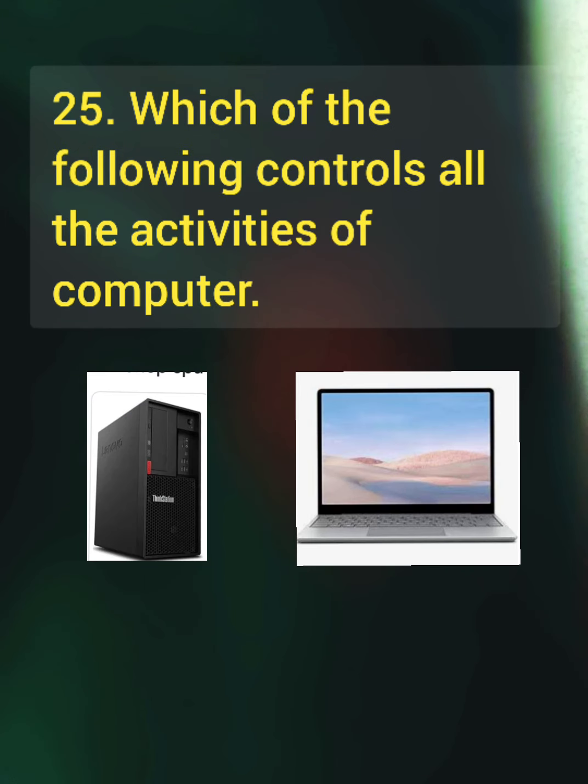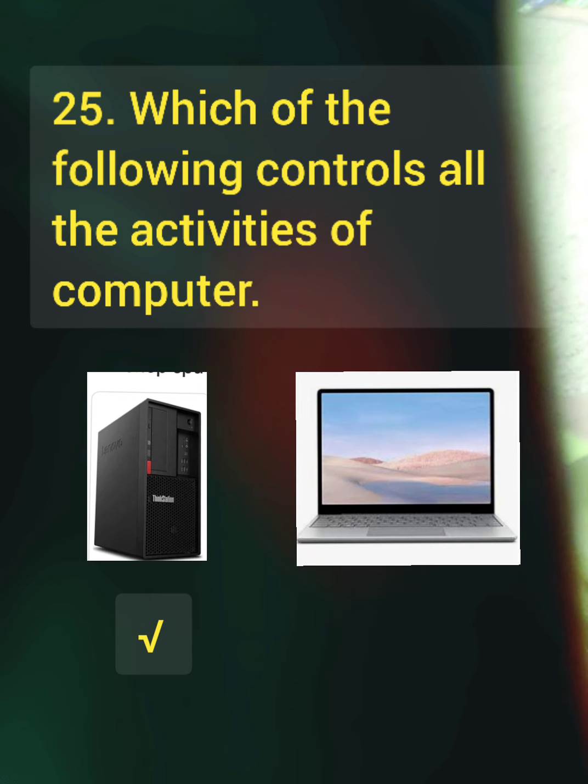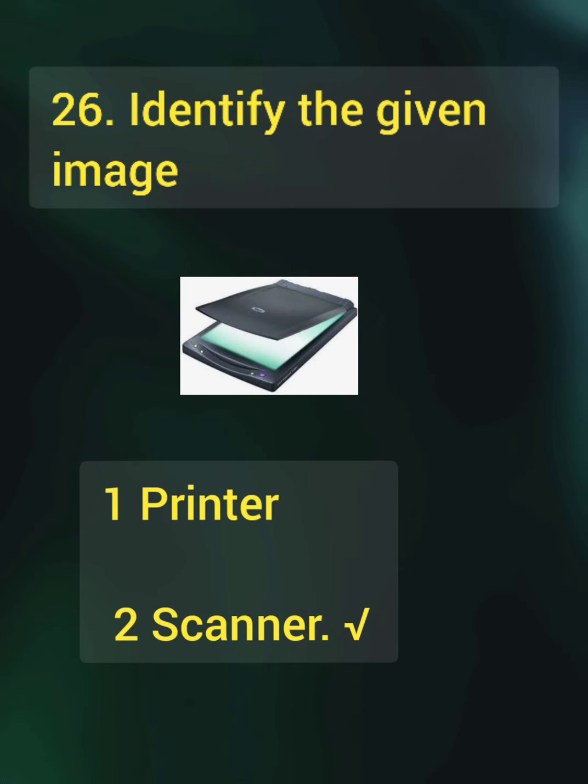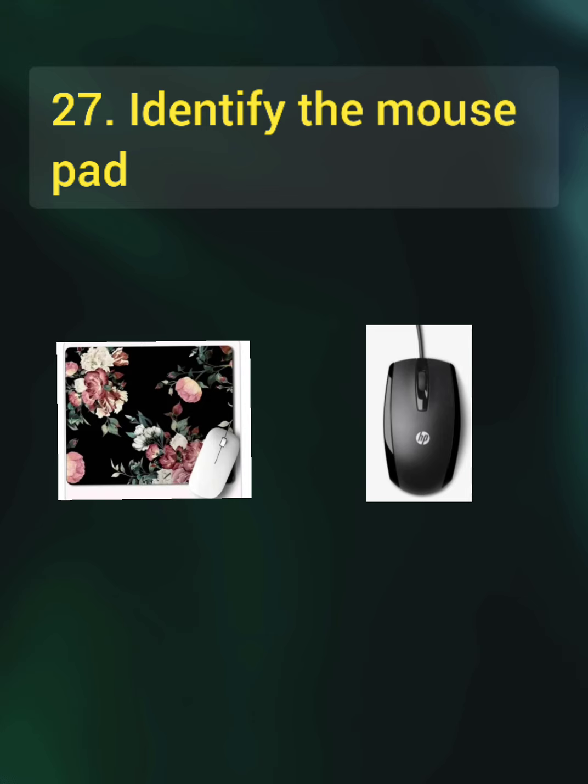Which of the following controls all the activities of computer? Option A, CPU. Option B, monitor. And the answer is option A, CPU. Identify the image. Option 1, printer. Option 2, scanner. And the answer is option 2, scanner. Identify the mouse pad. Option A, option B. And the answer is option A.